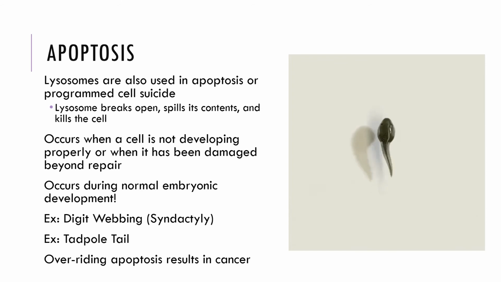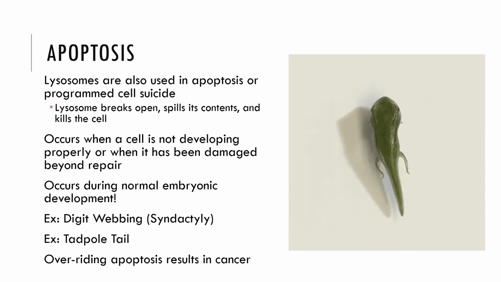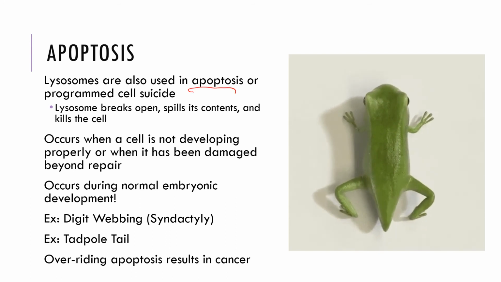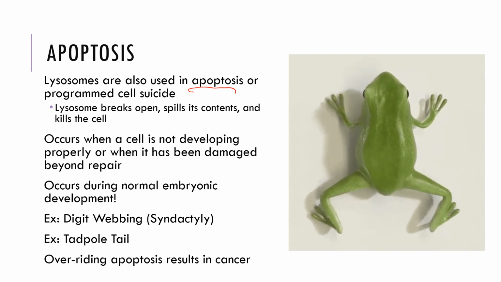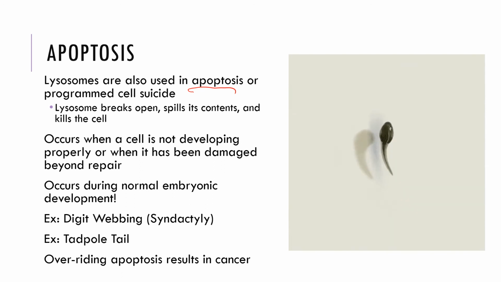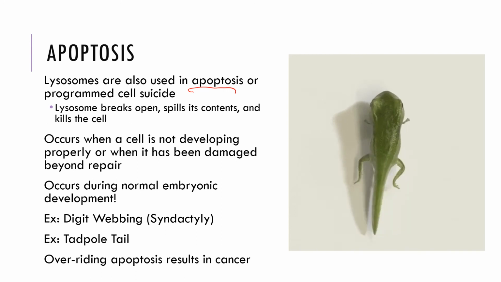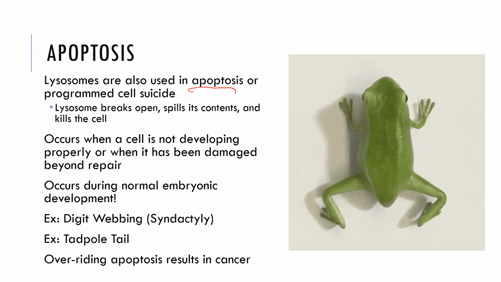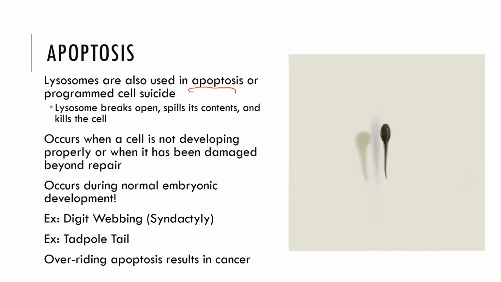Another thing that lysosomes are used for is in something called apoptosis. Fun word, but it unfortunately means cell suicide. Cells will kill themselves or destroy themselves if they have to. So when a cell isn't developing properly, when it's been damaged, there will be triggers inside the cell that cause it to destroy itself so it doesn't accidentally divide and keep perpetuating those problems, passing on those problems to the next generation.